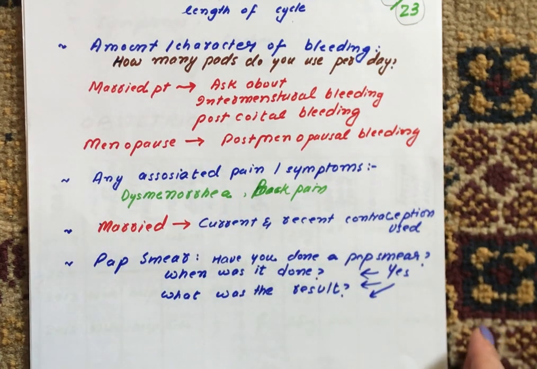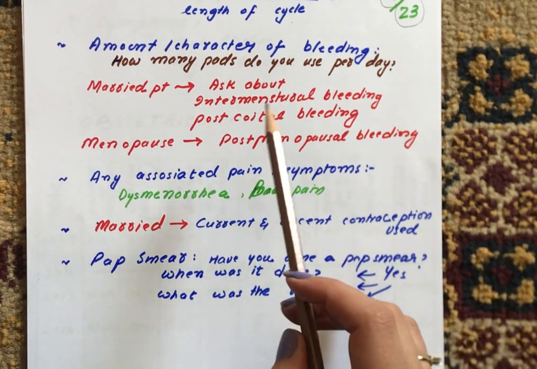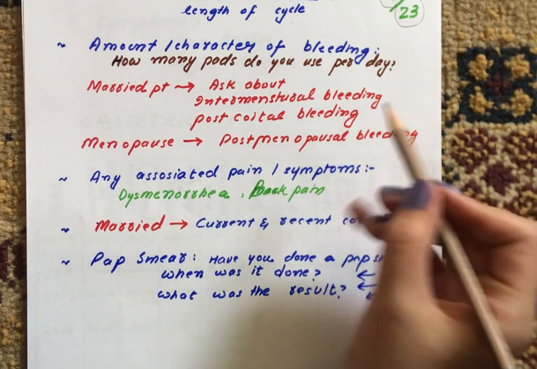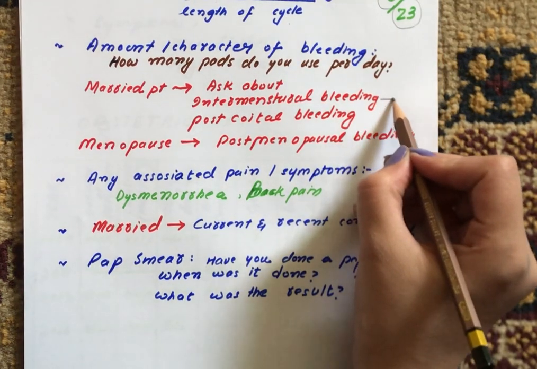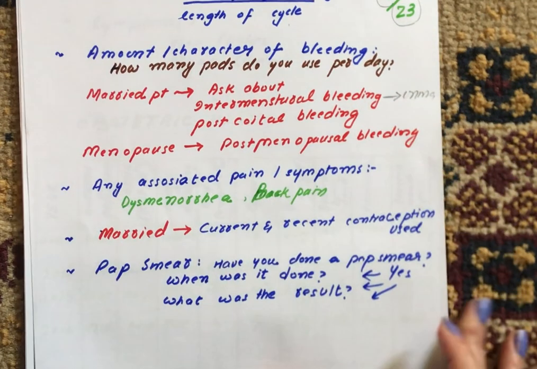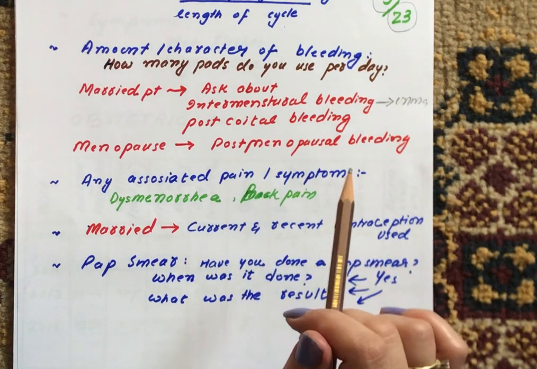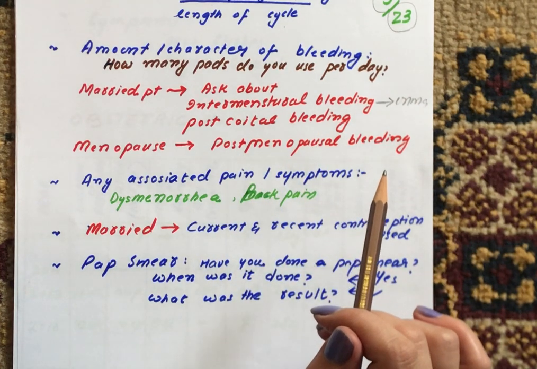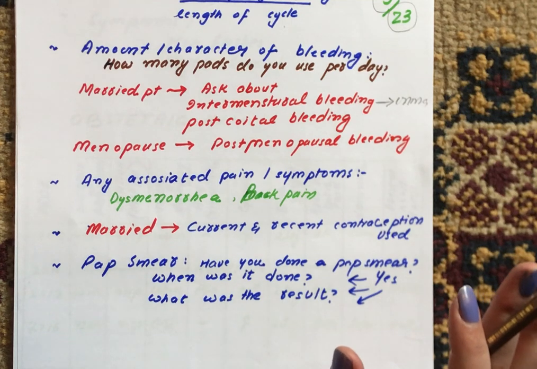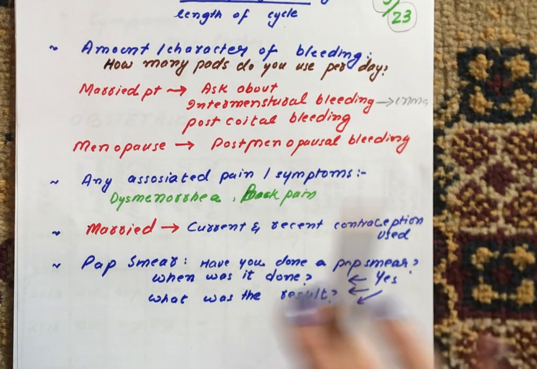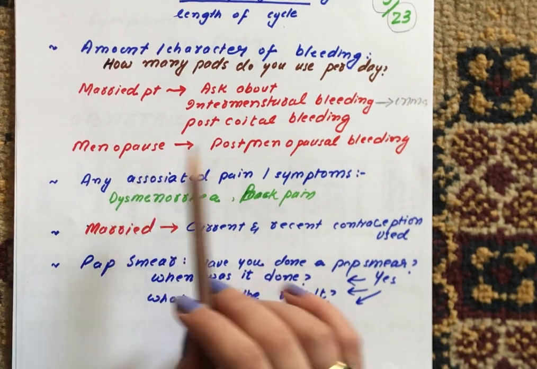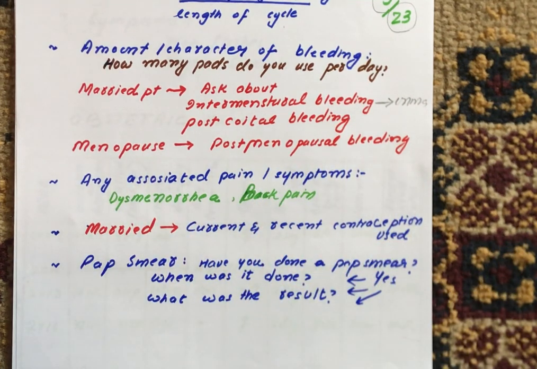If the patient is married, do ask about post-coital bleeding and intermenstrual bleeding, but you can ask about intermenstrual bleeding from an unmarried patient as well. But in a married patient, you should ask about post-coital bleeding. Post-coital bleeding, does bleeding or spotting occur after intercourse? This should be your question. Menopause, from a patient with menopause, ask about postmenopausal bleeding.